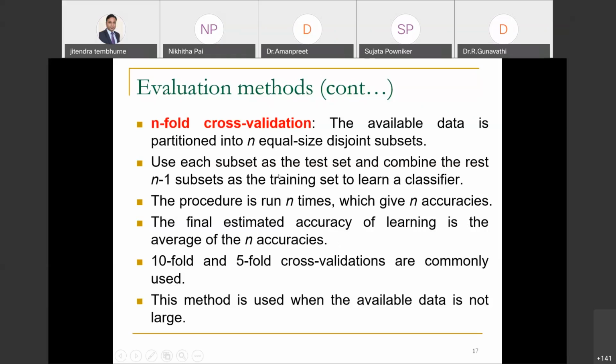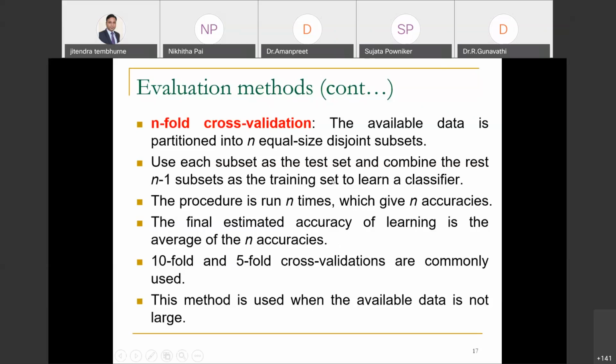This particular slide says this method is used when the available data is not large. It is a moderate kind of data. So when you have a moderate amount of data, you can apply n-fold cross validation, where you have n equal size disjoint subsets.